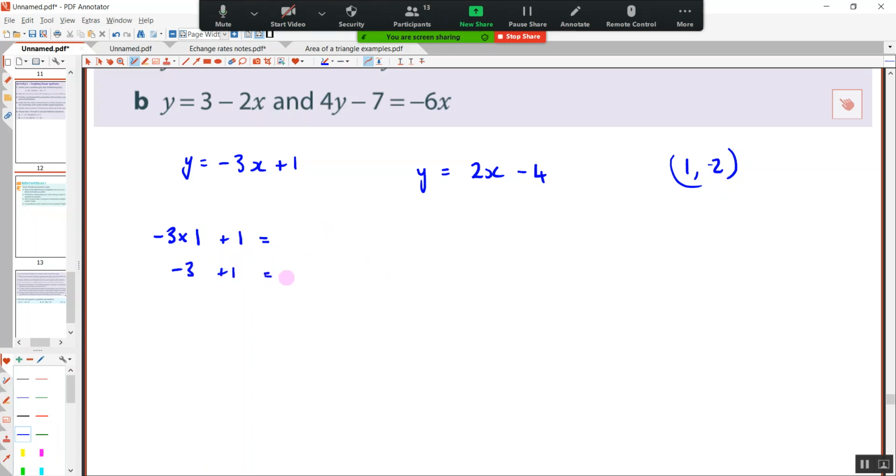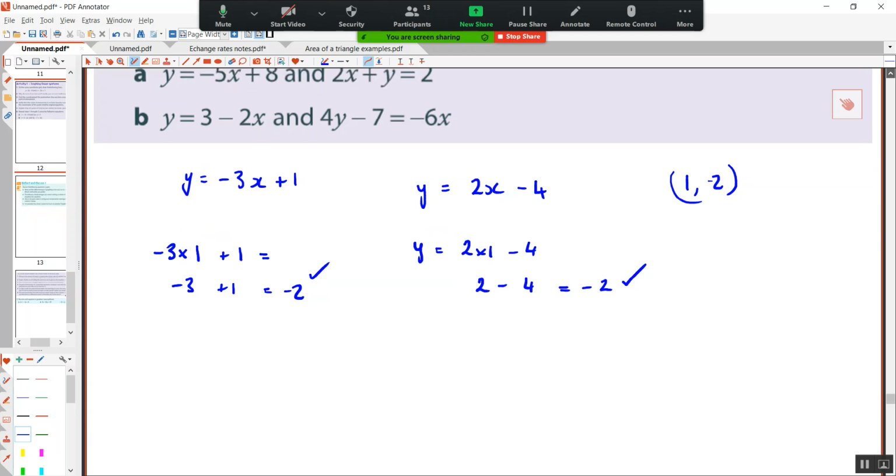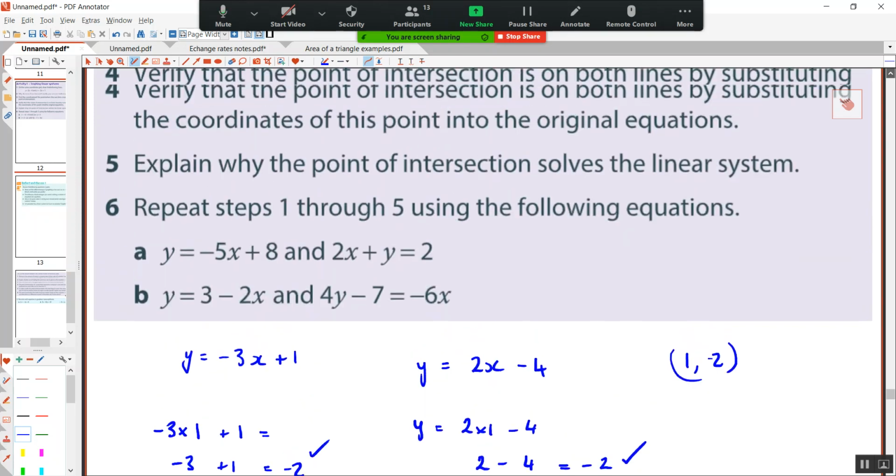So that is -2, so that's good. And on this one, we've got y is 2 lots of 1 minus 4, so that's 2 minus 4, which is again -2. So they both give me the same thing. That's what we've already talked about before, so it's quite quick.